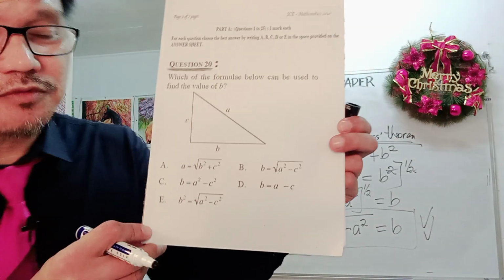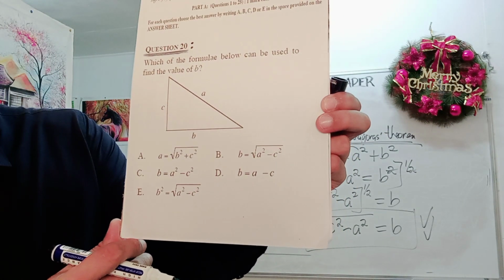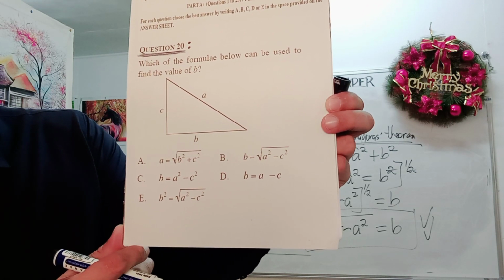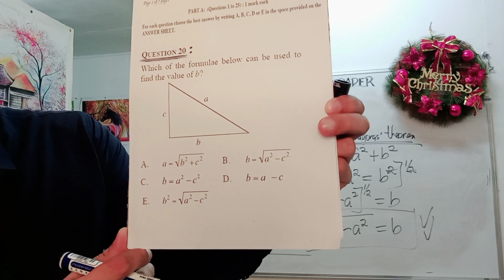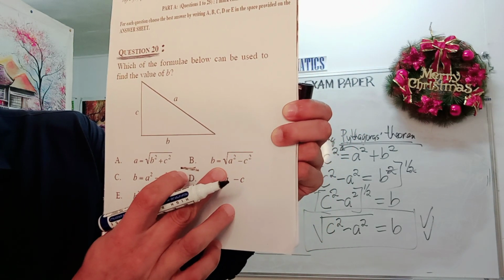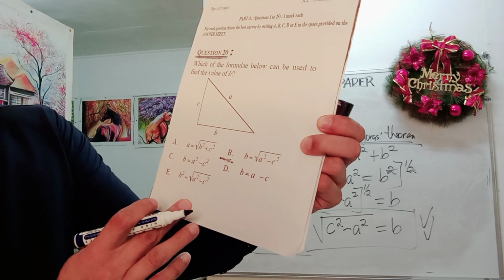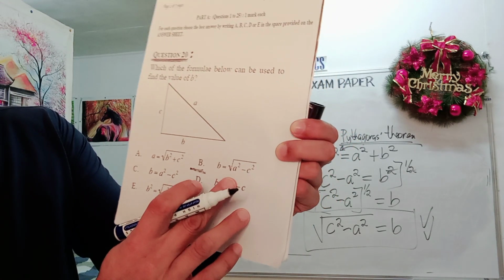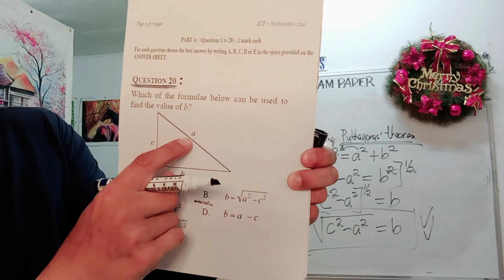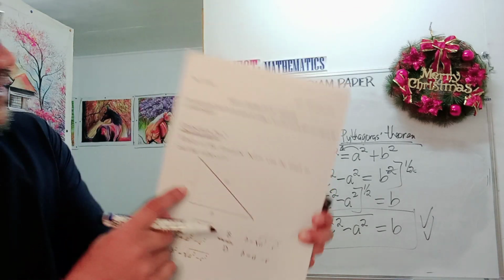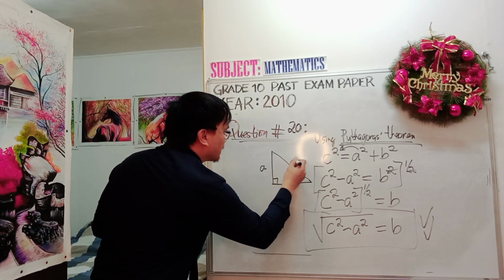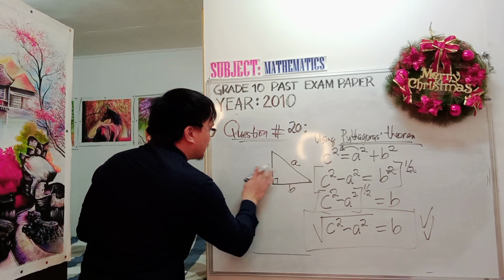So let's find out from here which one is giving us the formula to find the value of b. And the correct answer is letter B. B is equal to, what do we have here? A square minus c square. Over here is a and this one is c. So we can replace this one as a and this one as c.